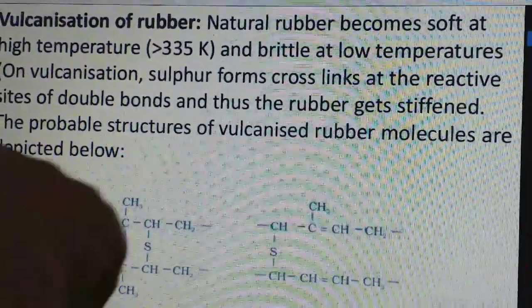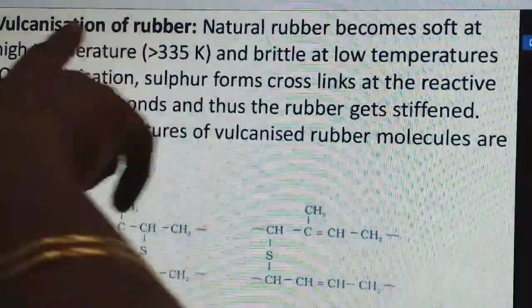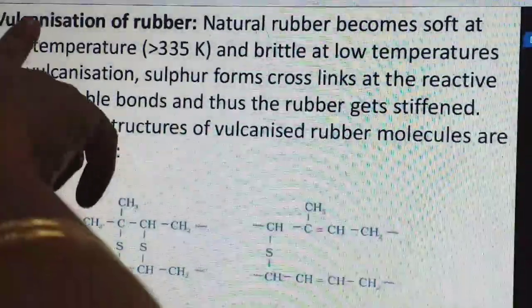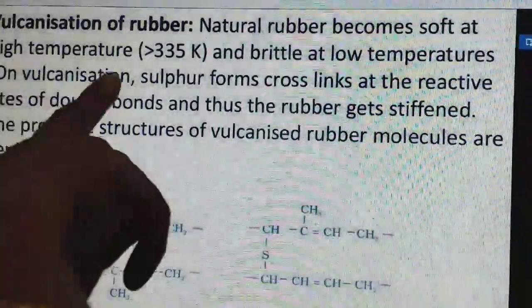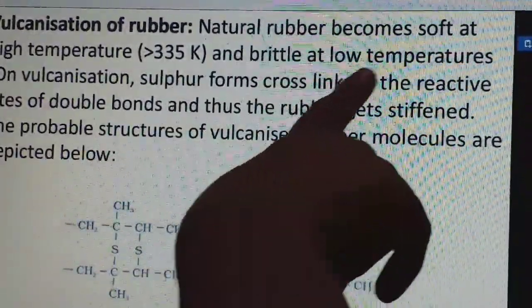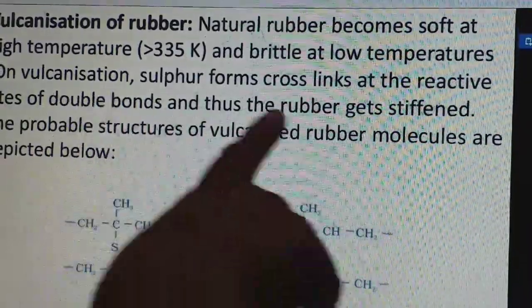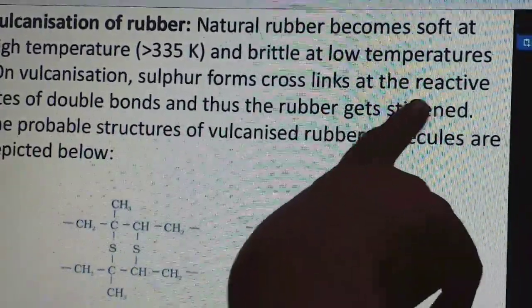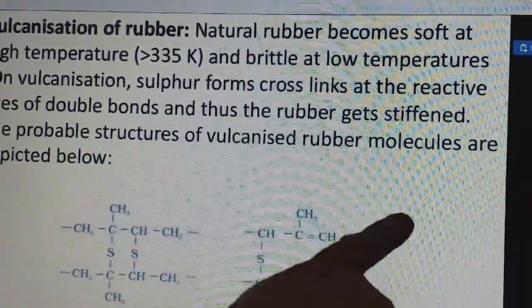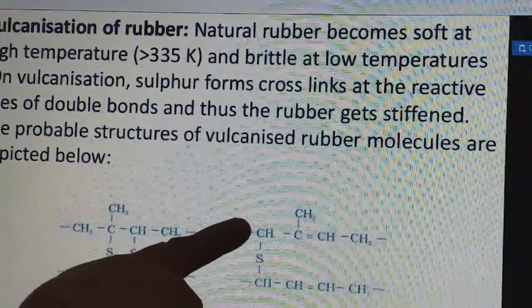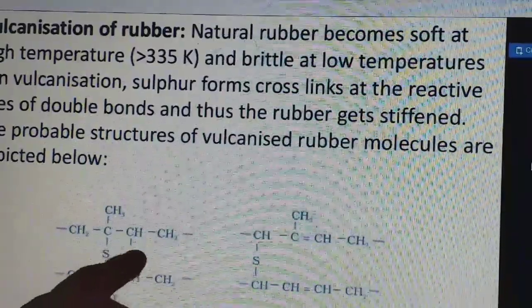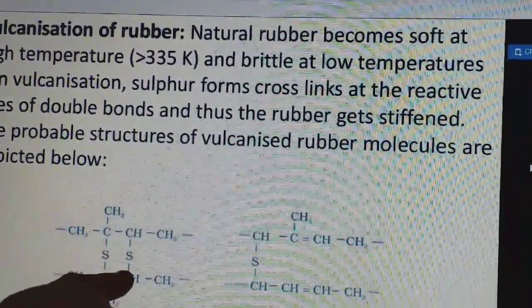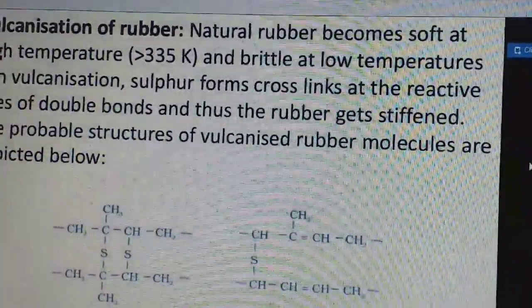So for that we have to heat this natural rubber with sulfur, and that rubber we call vulcanized rubber. On vulcanization, sulfur forms cross links at the reactive sites of double bonds and thus the rubber gets stiffened. So here the structure is given. This is one unit of natural rubber. This is another unit. Now they are connected through what linkage? Sulfur linkage. That rubber we call vulcanized rubber.